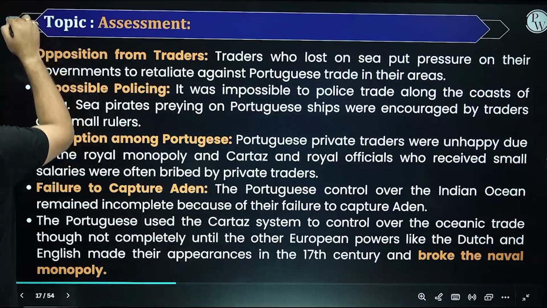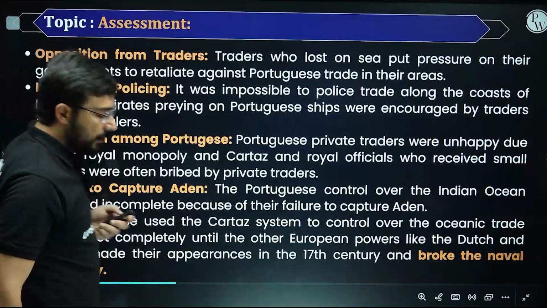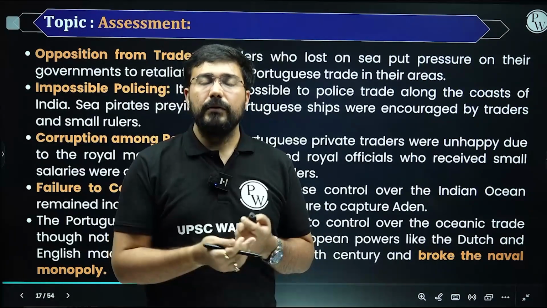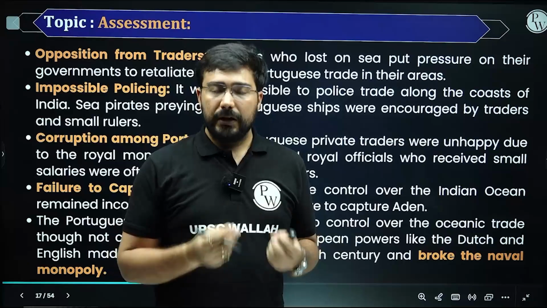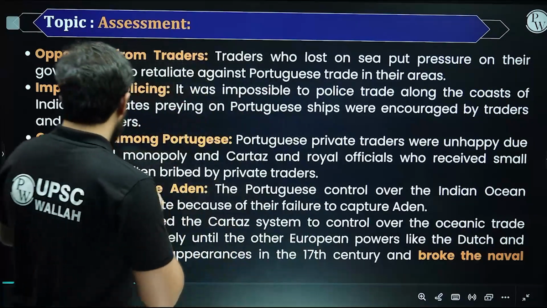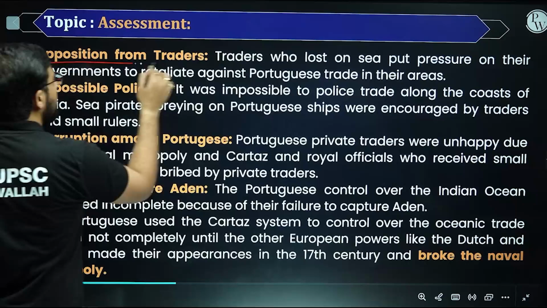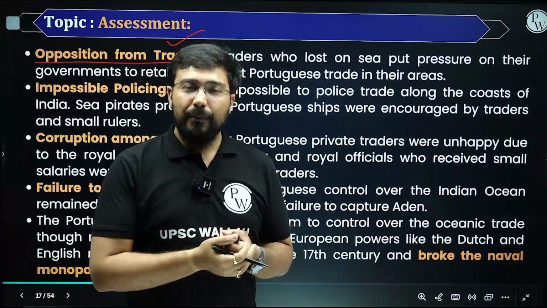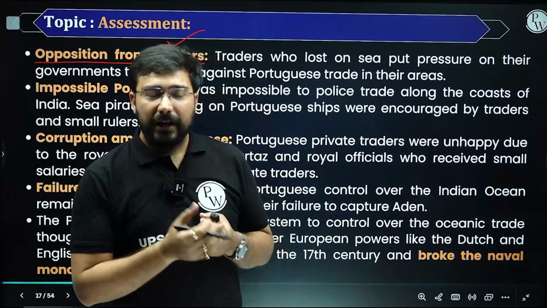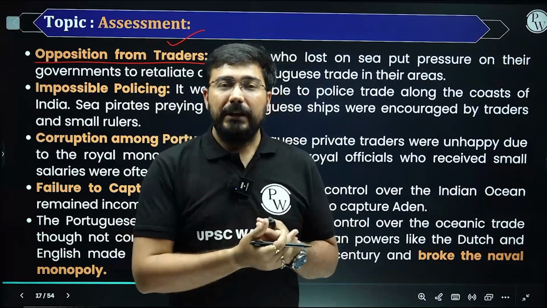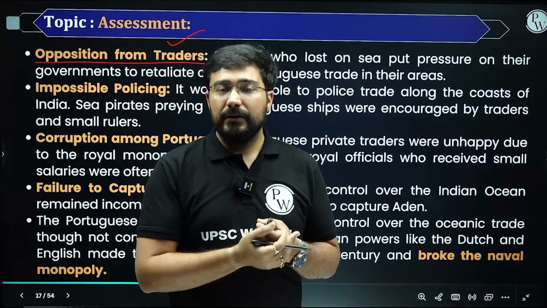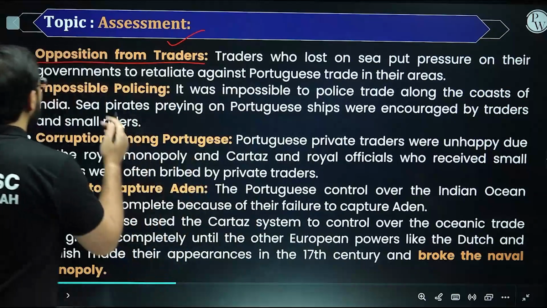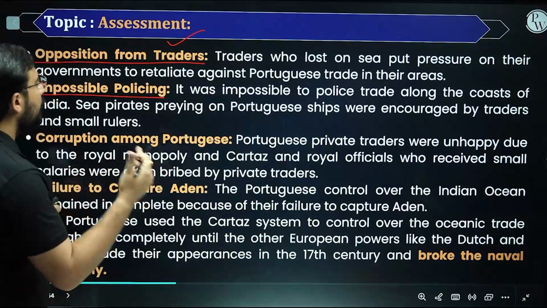If we see to what extent the Portuguese were successful in their policy, they were not successful 100%. There were a few limitations. And why did these limitations come into the picture? Please try to understand, there was opposition from traders. The traders like Arabs and traders of indigenous India were not happy with these policies of the Portuguese. In fact, they kept on pleading with the Indian rulers to check these kinds of steps which were being taken by the Portuguese. So that's why there was a little bit of problem on the road for the Portuguese.